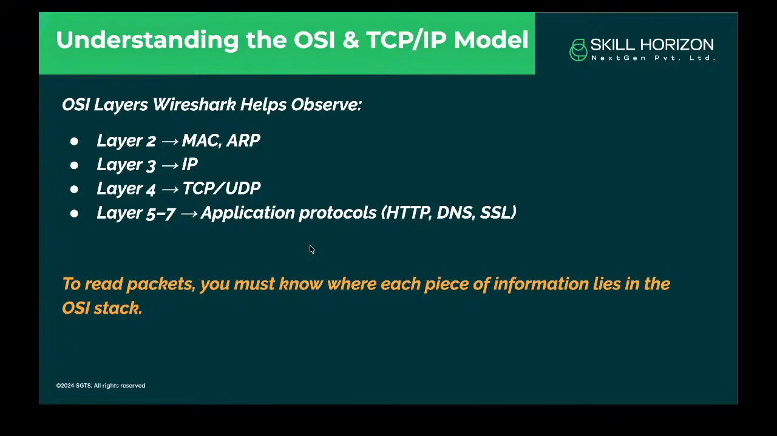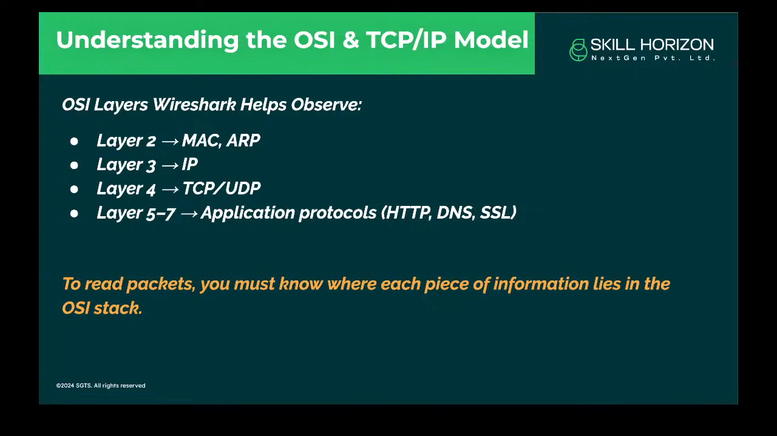In layer 2, it is traveling with MAC or ARP addresses. In layer 3, it is traveling with IP addresses. In layer 4, that is known as the transport layer, so TCP or UDP packets will be captured. And in layers 5 to 7, it is all the application protocols, commonly like HTTP, DNS or SSL. So to read the packet or to extract the information, you must know where each piece of information lies in the OSI. Okay, so you need to understand the OSI.